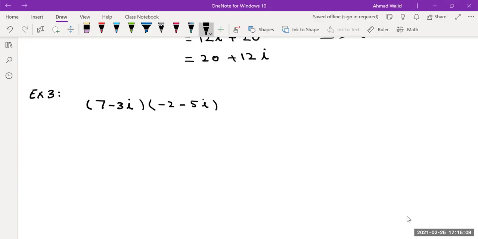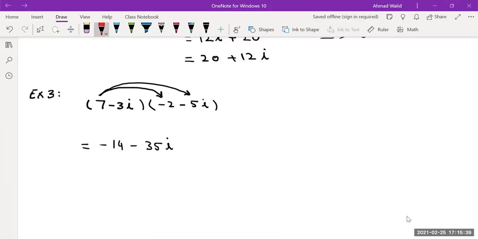In this problem, because I'm multiplying two binomials, two complex numbers, I'll use the FOIL method. First, I will distribute 7 to the second parentheses, and I'll write the result. Positive 7 times -2 gives you -14. Positive 7 times -5i gives you -35i.